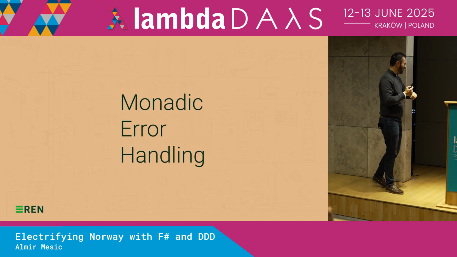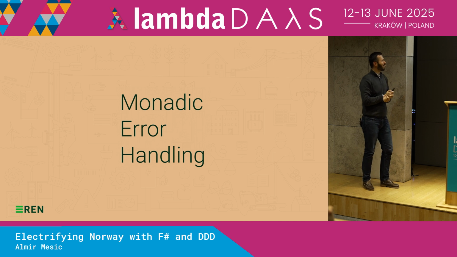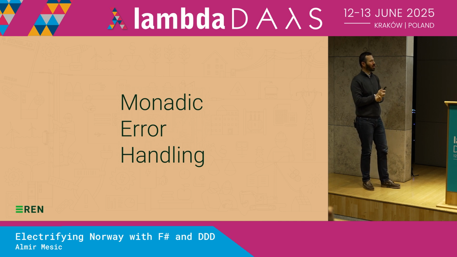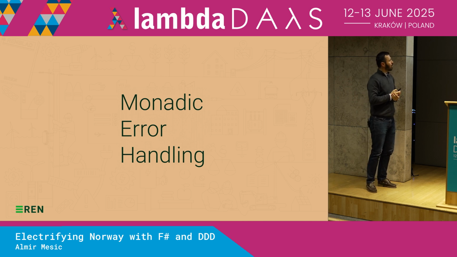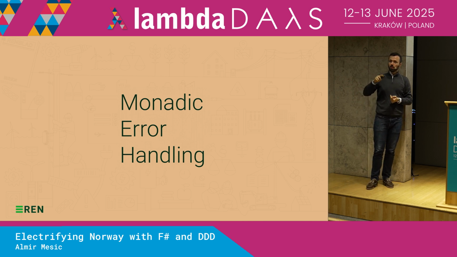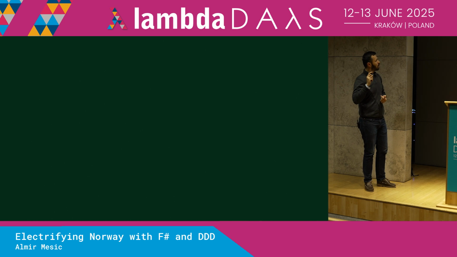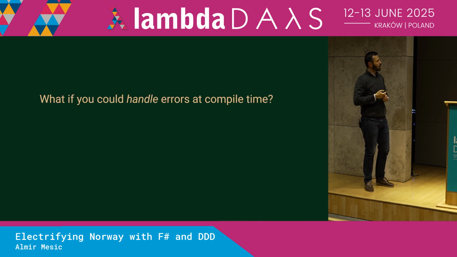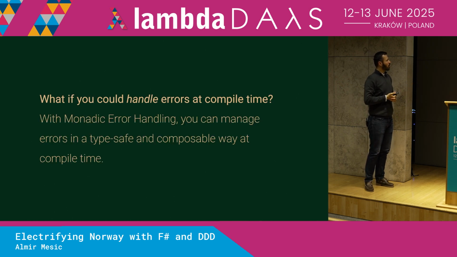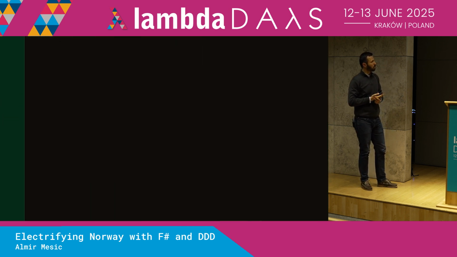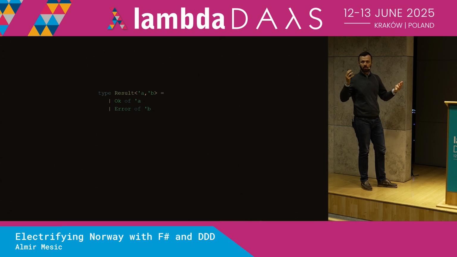Okay, so this went a little bit faster than I was thinking, but we'll take questions afterwards if people have any. As I mentioned in the initial slide, talking about monadic error handling: what if you could handle errors at compile time? With monadic error handling, you can manage errors in a type-safe and composable way at compile time. In F#, that's represented with the result type, similar to many other functional languages. So it's either OK or error.